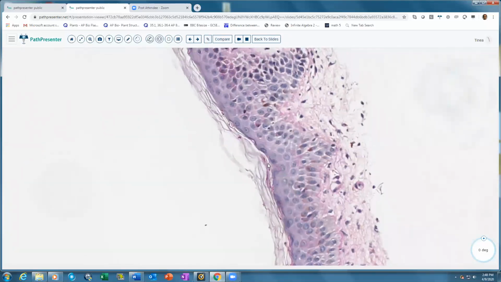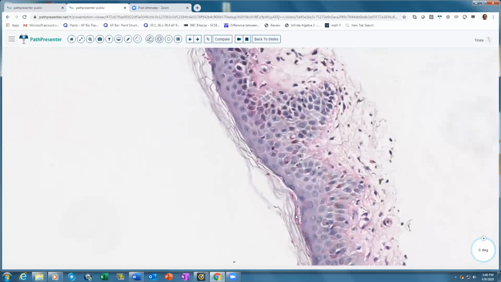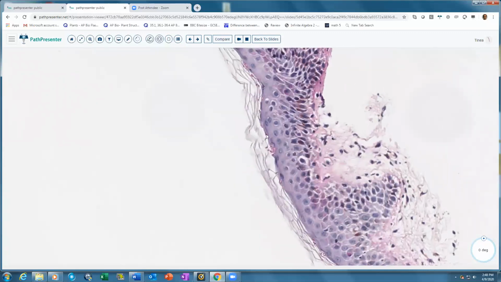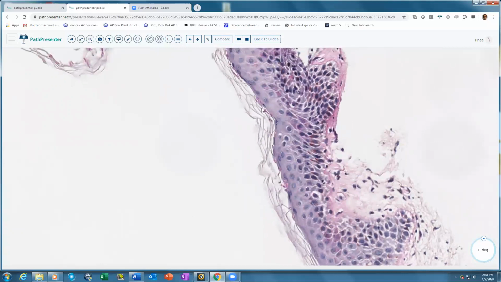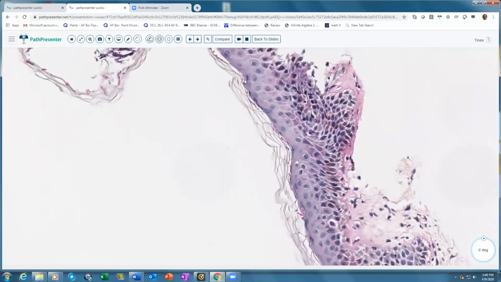So here we can see them on the PAS stain. A GMS or PAS stain is going to highlight both the spaghetti and the meatballs. So this is the spaghetti, and here are the meatballs that you see here. So that is Tinea versicolor.